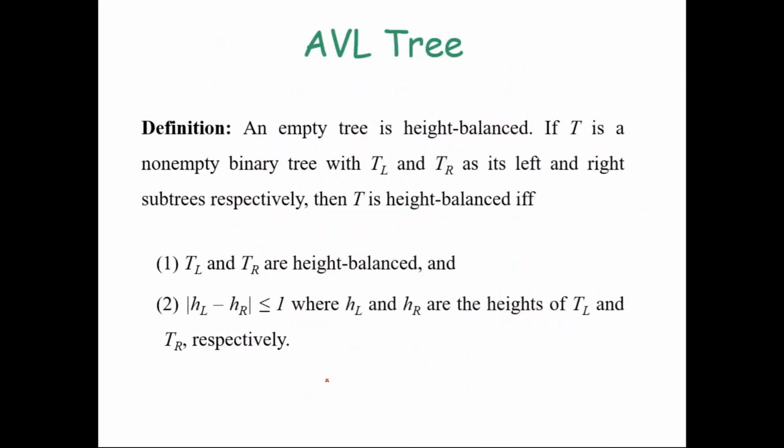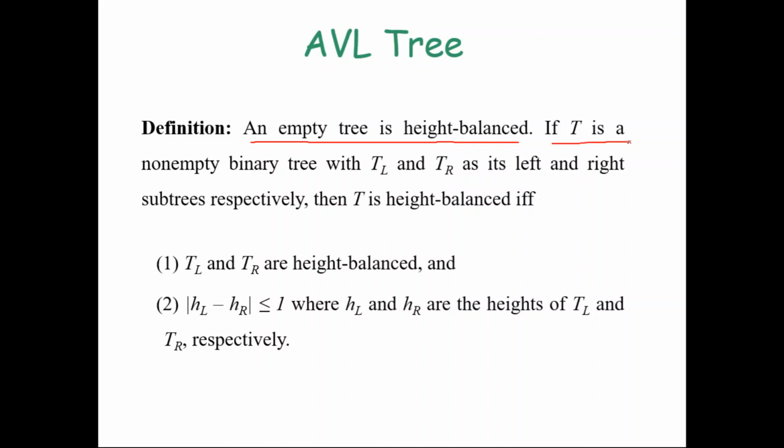Now how will we define an AVL tree? How will we officially define an AVL tree? By default, an empty tree is height balanced. Empty tree means the tree does not have any node. It is a height balanced tree because there is no node at all.